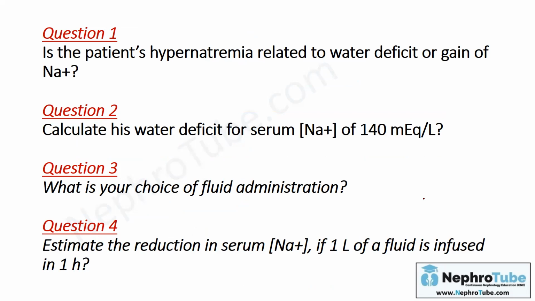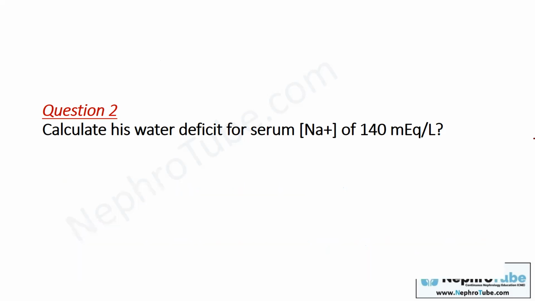The first line of management, or the first option of management, is to treat the cause. Once the cause is clear, you have to treat it. But also we have to correct the hypernatremia itself, whatever the etiology of it. So the first line of the management, which is question 2, we have to calculate the water deficit of this patient. How much water we will need to correct this hypernatremia.